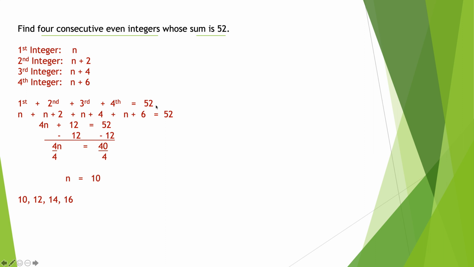You'll notice I love to write out this step, first plus second plus third plus fourth is 52, because it really guides me in setting up the equations. Once the equations are set up, it's pretty simple. Same side, same operation. I have 4 n's and I also have 12. They add up to 52. Now it's just very routine. Subtract 12 from both sides, I get 40. Divide by 4 and I get 10. And that means my answers are 10, 12, 14, 16. Consecutive even, n plus 2, n plus 4, n plus 6.